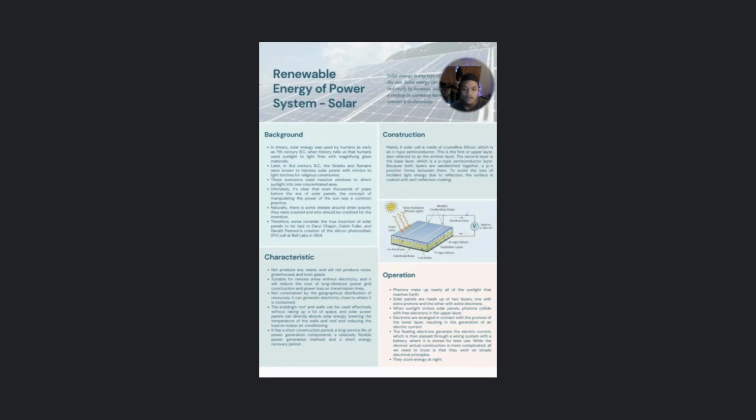Photons make up nearly all of the sunlight that reaches Earth. Means in a sunlight ray there is a photon. Solar panels are made up of two layers, one with extra protons and the other with extra electrons.